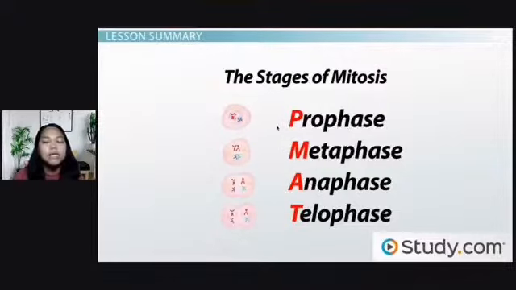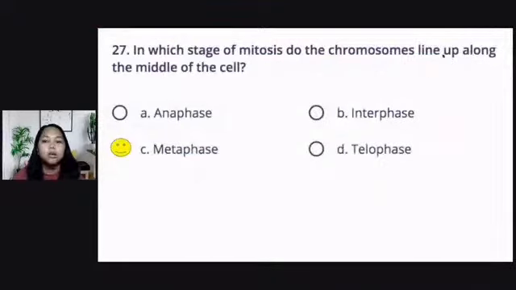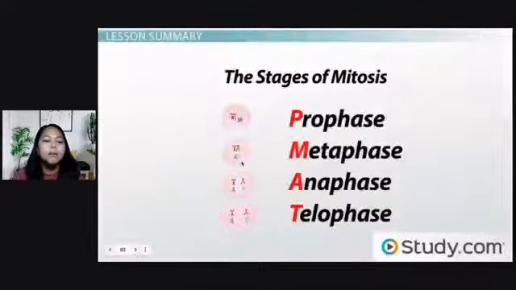So prophase, again, is the condensation of the chromosomes. Metaphase is alignment of the chromosomes. Kaya siya yung ating sagot dito, no? So line up, okay? In which stage do the chromosomes line up? Because metaphase is alignment of the chromosomes. In your acronym CASO, condensation, alignment.